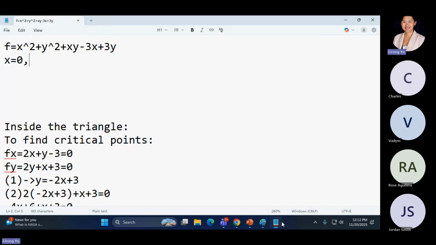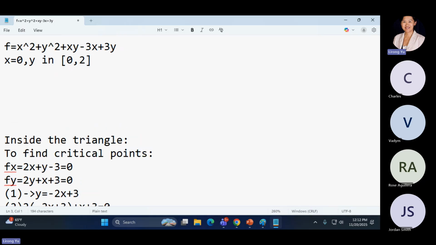Between 0 and 2. So on that edge, x equal to 0. What about y? y is really in the interval between 0 and 2 as well. So it's really finding the maximum of this function when x equal to 0, when y is between 0 and 2. So you have this f function. It will change when x equal to 0. So it becomes y squared, x already equal to 0, and then plus 3y. So that's what will happen if x equal to 0 and y is actually free.